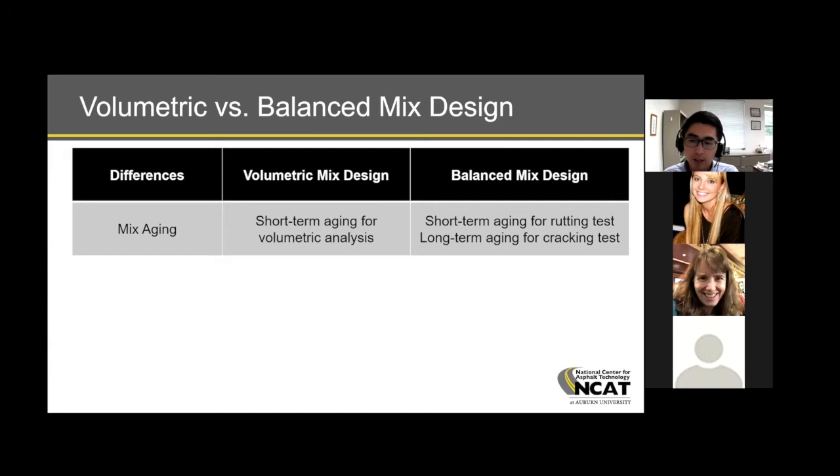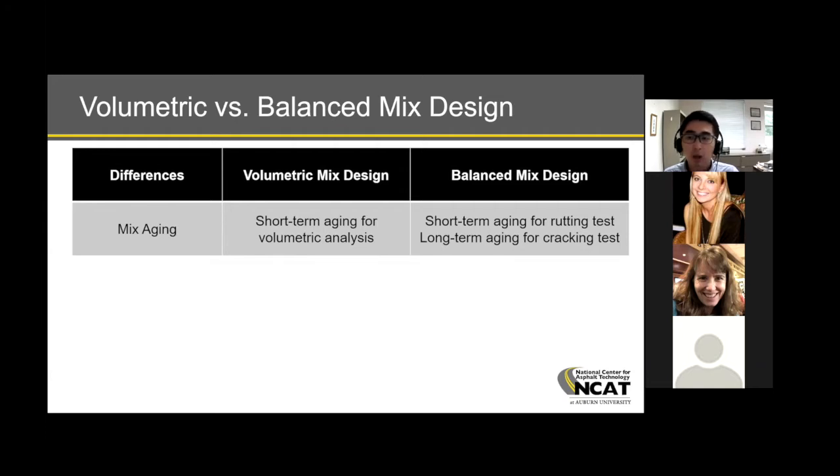The first factor that came to my mind when I compare volumetric versus balanced mix design is mix aging. As we all know, when we do volumetric mix design, we are looking at short-term aging, which, according to AASHTO R 30, is 2 hours at field compaction temperature. This helps us simulate the short-term aging that happens during plant production, and also simulate the asphalt absorption that goes into the aggregates.